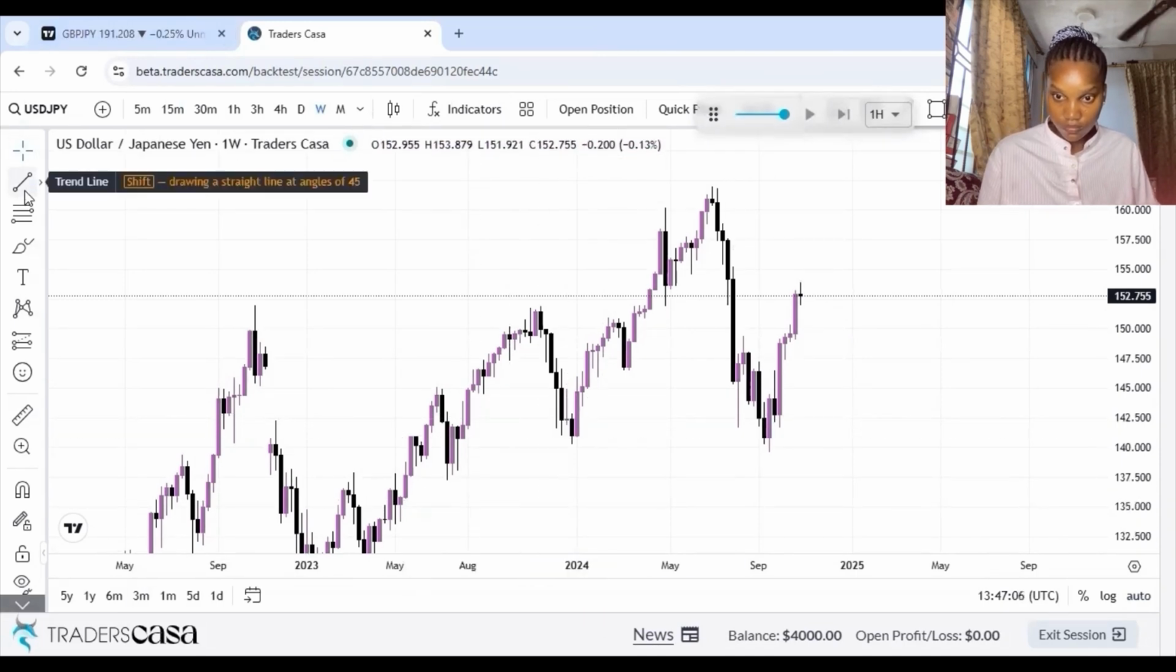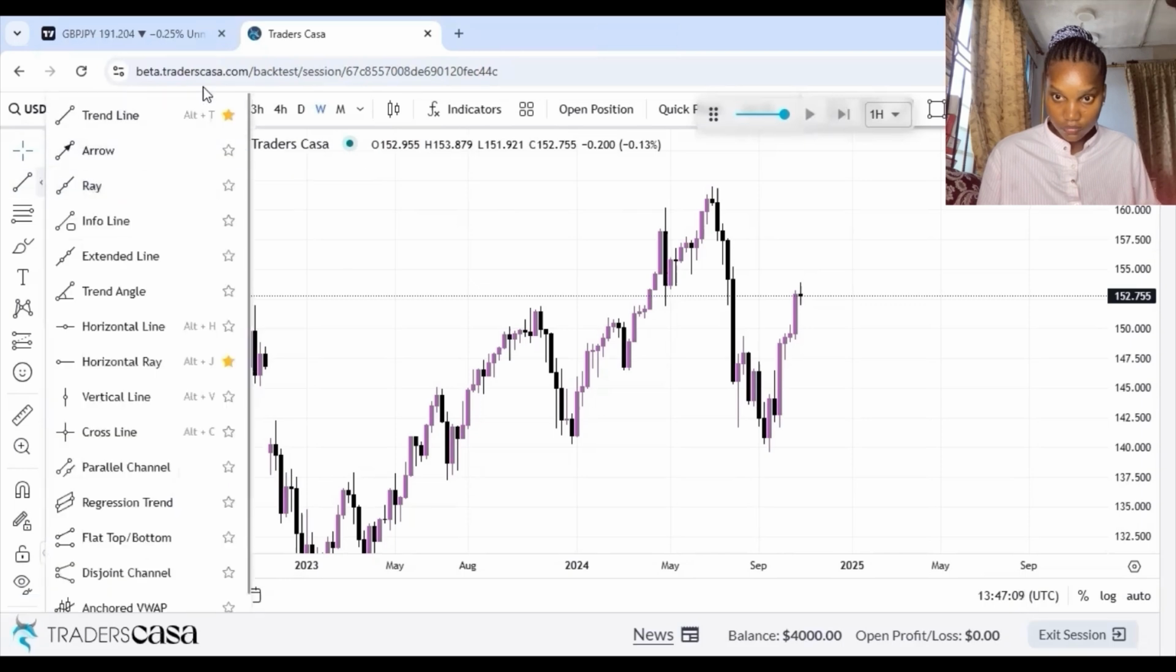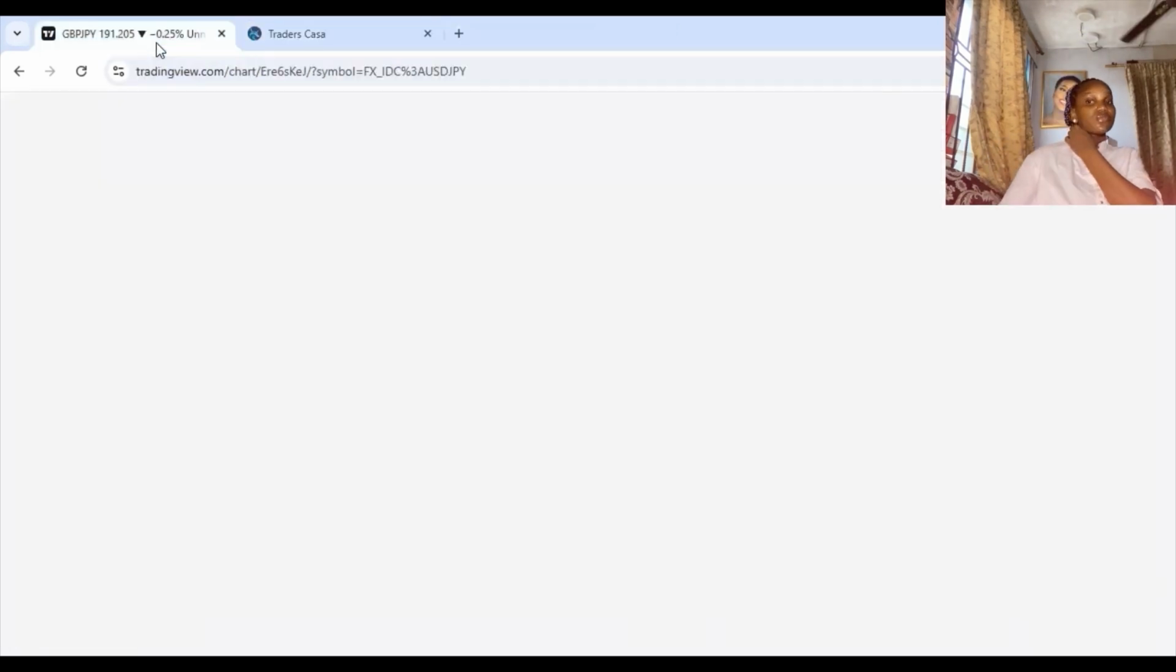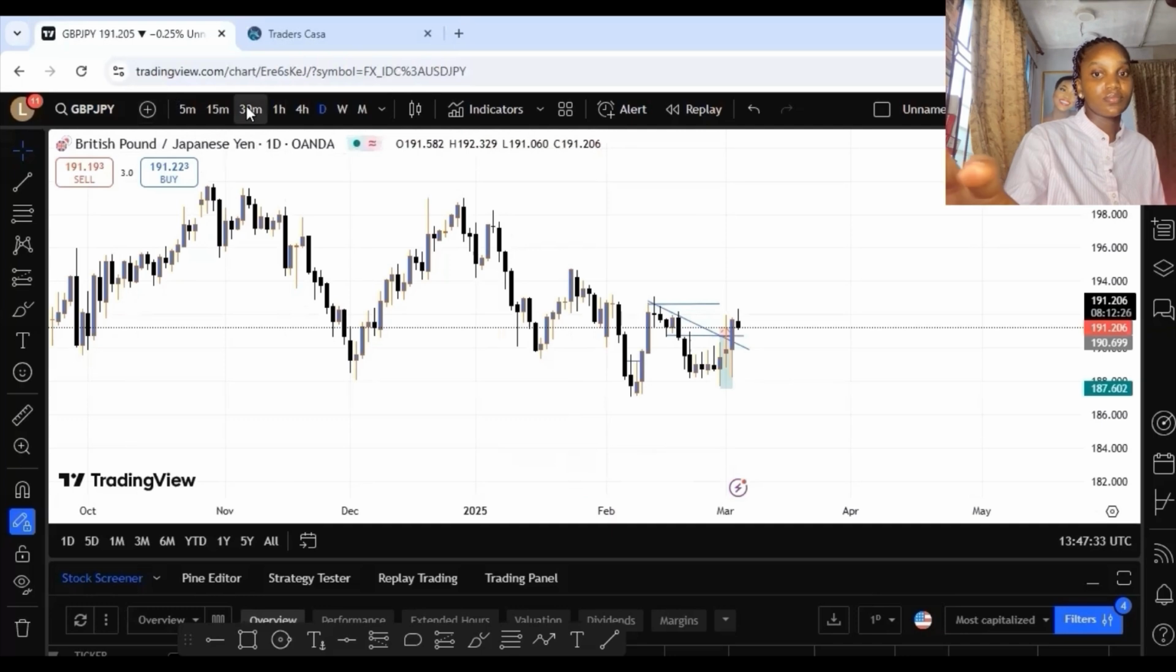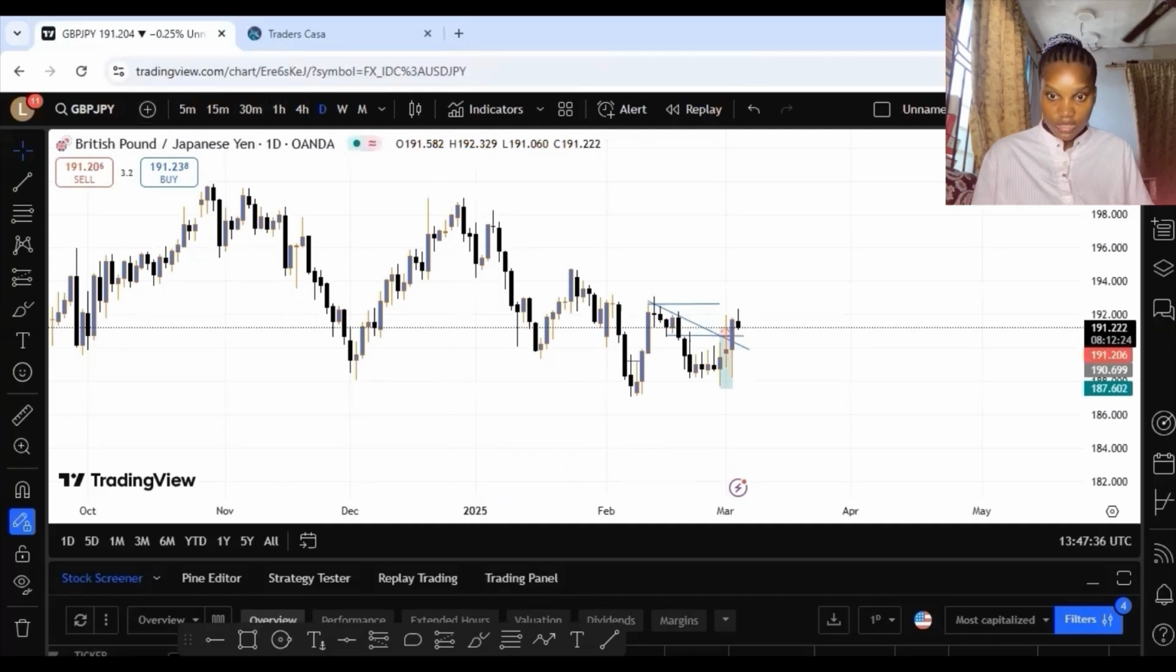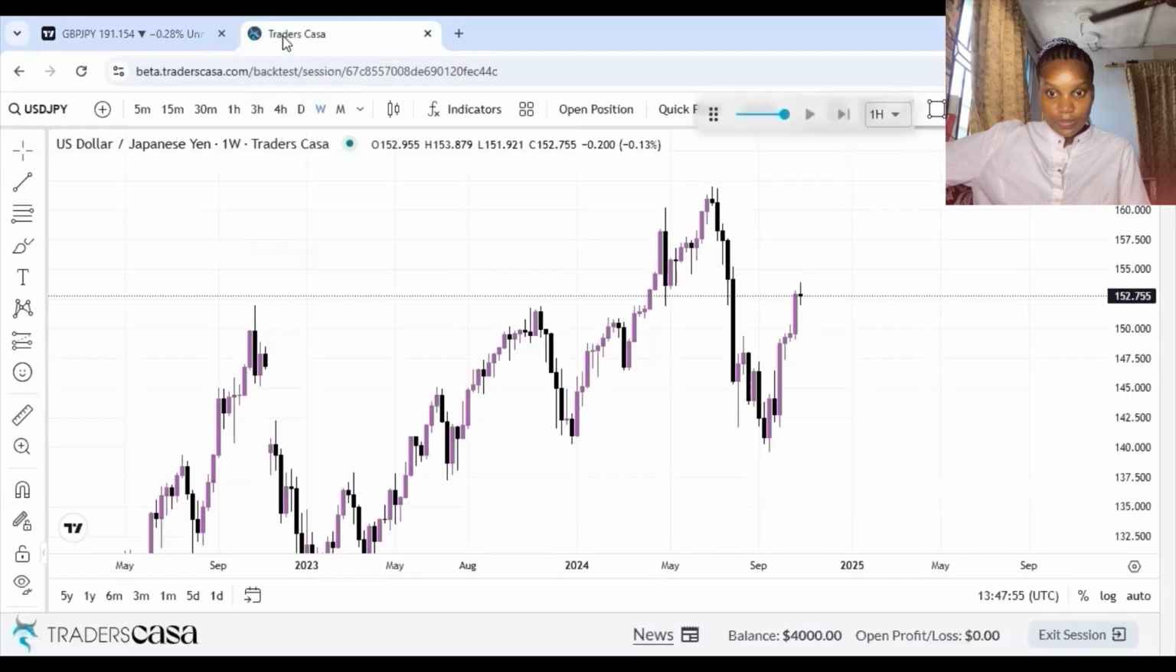Like some tools I just pick out. So I'm just going to pick this trend line. On my TradingView, if I go to my TradingView here, I just asterisk those tools that we'll be needing, which are the major tools, right? So let's quickly go to the chart.